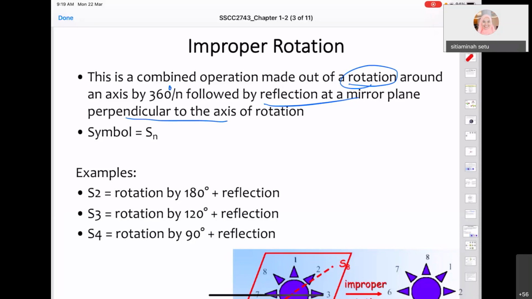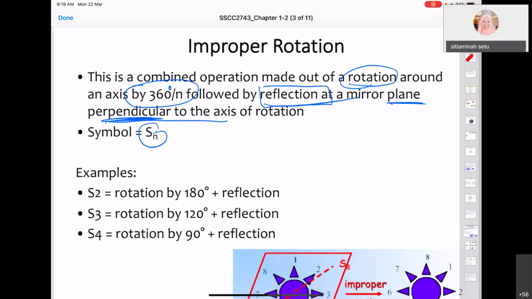The last symmetry operation, which is the improper rotation. So this is a combination operation made out of a rotation around an axis by 360 degree over n, followed by reflection at the mirror plane perpendicular to the axis. So dia ada combination of two symmetry operation. Yang pertama adalah rotation by 360 degree over n, followed by the reflection. Reflection ni mestilah the plane must be perpendicular to the axis of rotation.